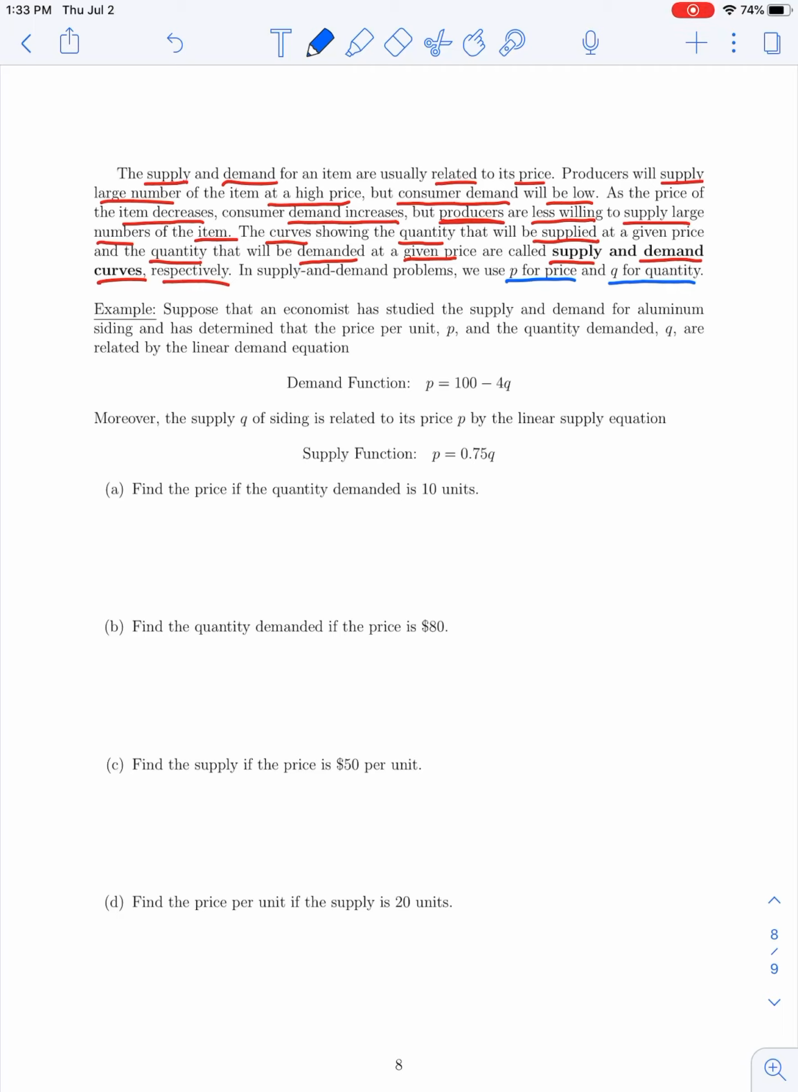So let's suppose that we have the following setup. We have an economist that has studied the supply and demand for aluminum siding, and they've determined that the price per unit, so here a unit for aluminum siding might represent, say, the number of square feet of siding that is being provided, and the quantity demanded, Q, are related by the following linear demand equation.